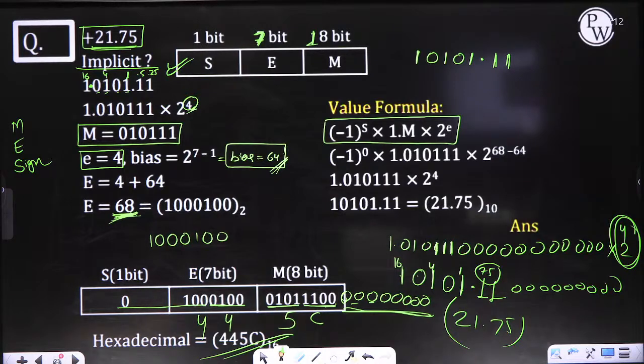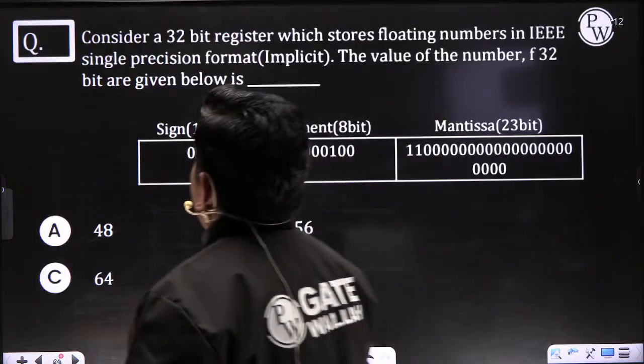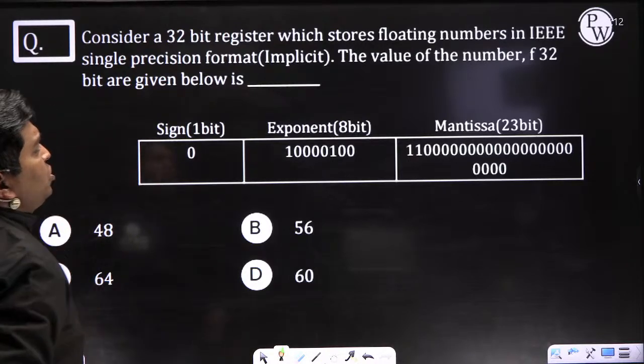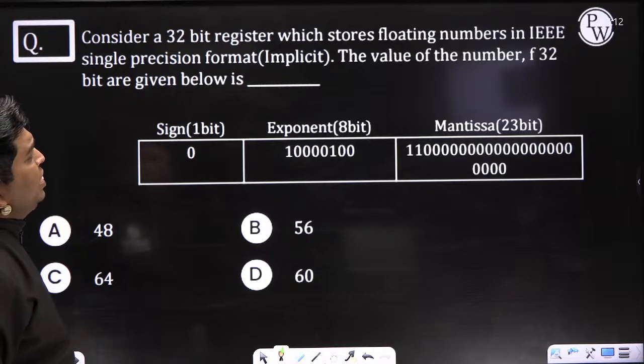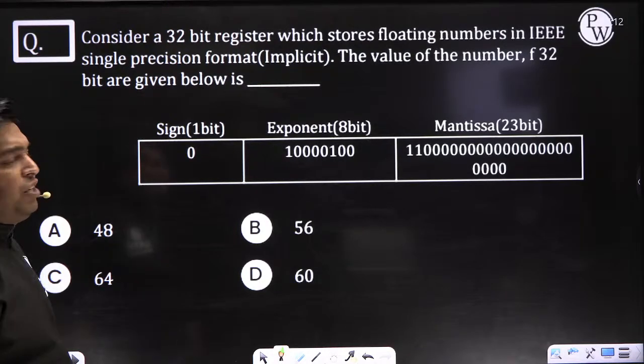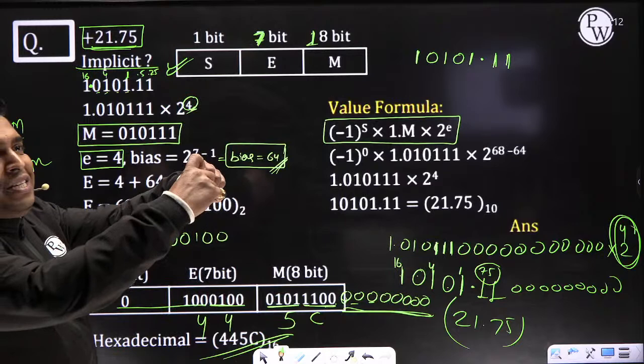Acknowledge fast, my dear. Now you solve this question. But my dear, what happened? It is mentioned floating point 32 bit. First of all, acknowledge everyone.